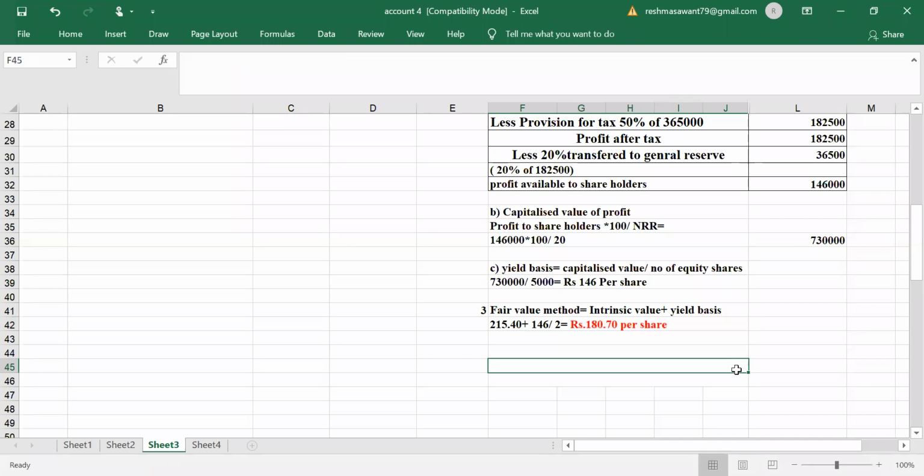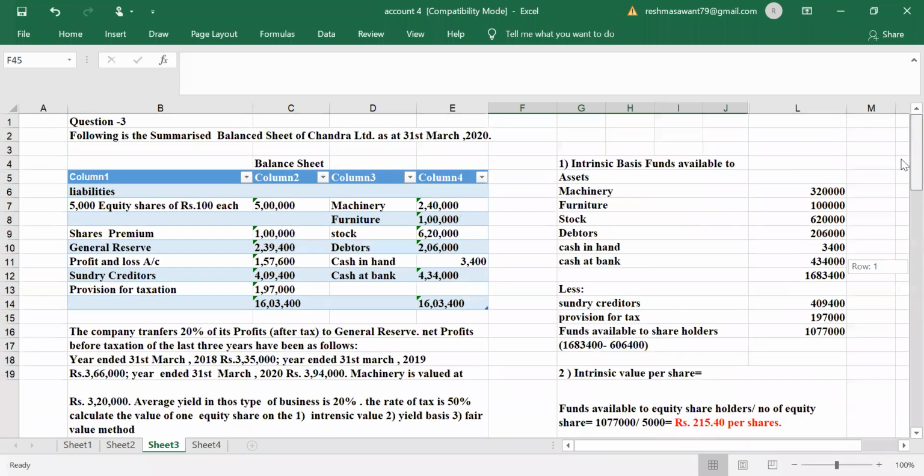Now we calculate the third method, that is the fair value method, equal to intrinsic value plus yield basis. 215.40, that is the answer of our first method, plus 146, the answer of the second method, divided by 2, is equal to 180.70 per share. That is the fair value per share of the business. By this way, we are calculating our fair value.